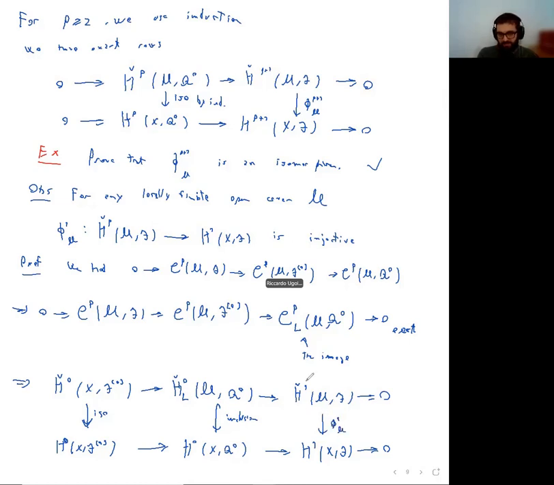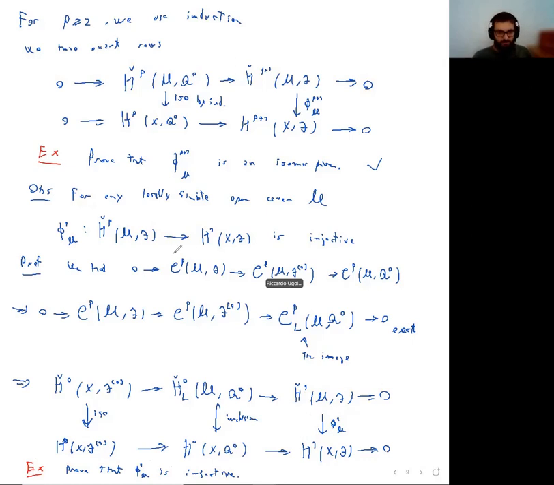So, an exercise again. You have this thing, and this is an isomorphism, this is an inclusion. Prove that this is also injective. So isomorphism, injective map, 0, exact rows implies that this is injective. Okay.